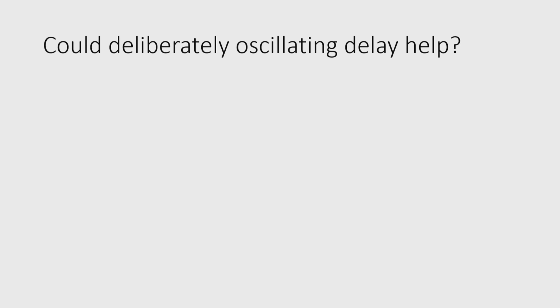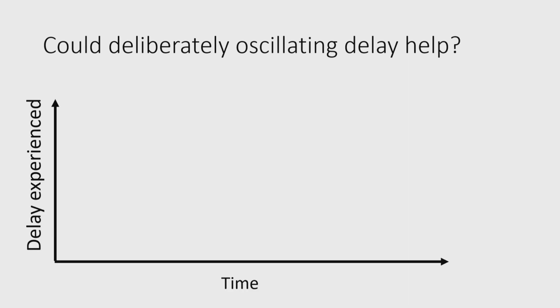Now, we've said that delay convergent CCAs cannot avoid starvation. So could deliberately varying and deliberately oscillating the delay help? We believe so. This is a conjecture, and this is the reason.